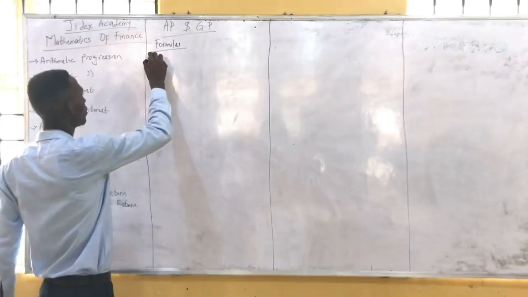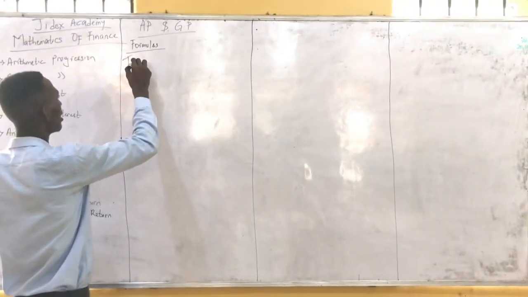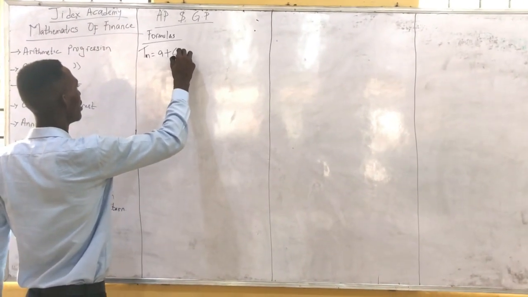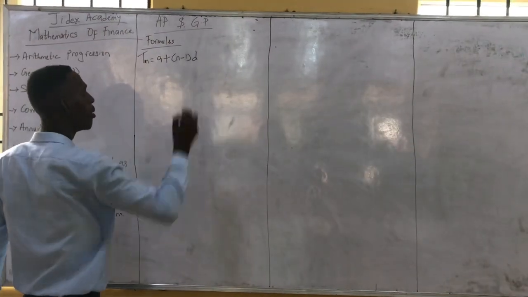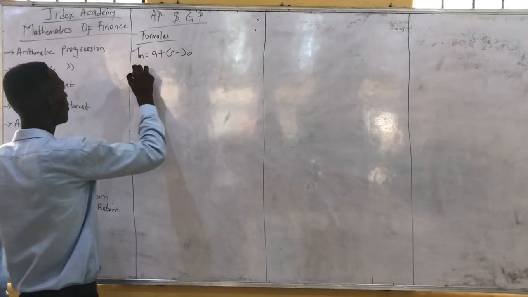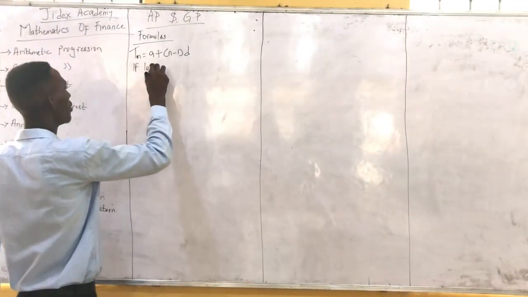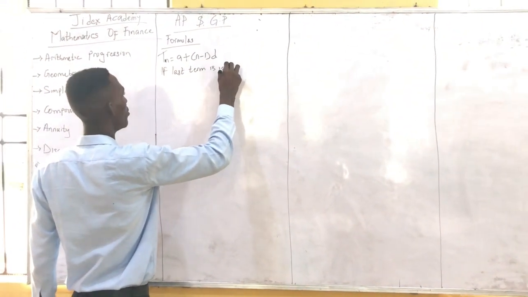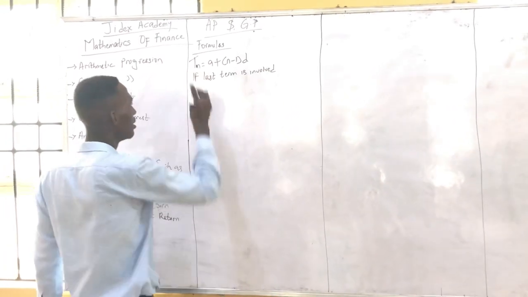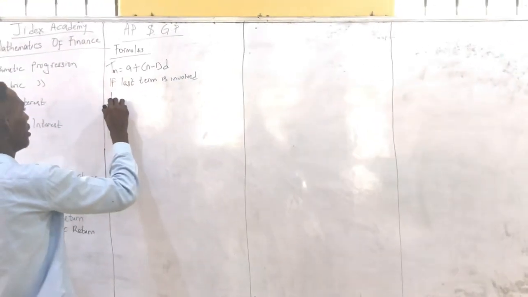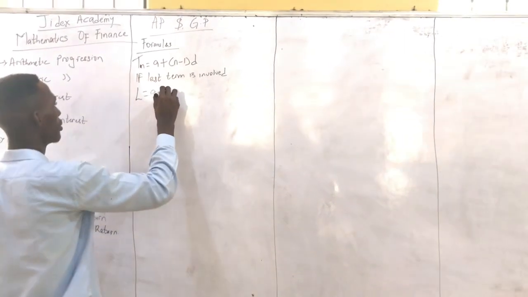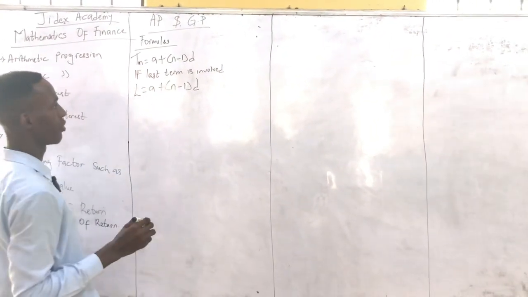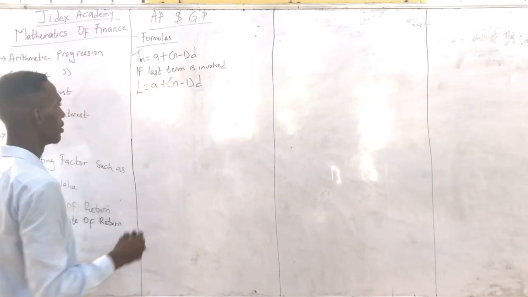So the first one is that you look for the nth term, which is generated by Tn equals a plus open bracket n minus 1 close bracket g. But if the last term is involved, then this will be changed to L equals a plus open bracket n minus 1 close bracket g, where a is our first term and g is our common difference.